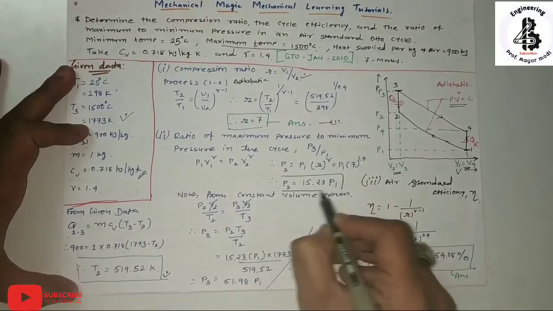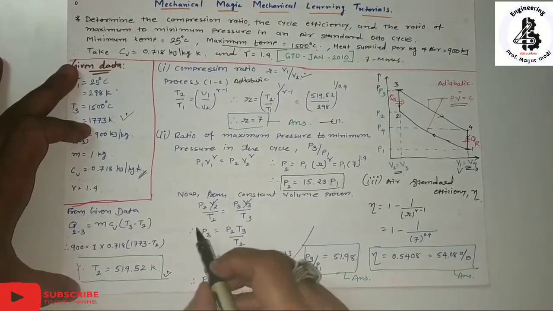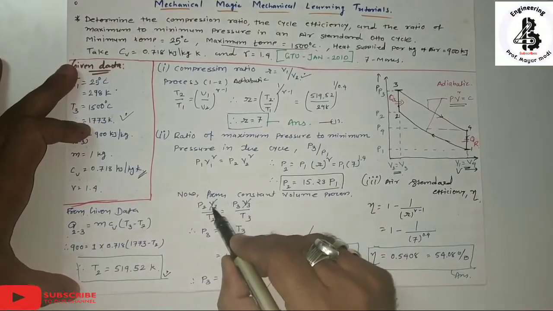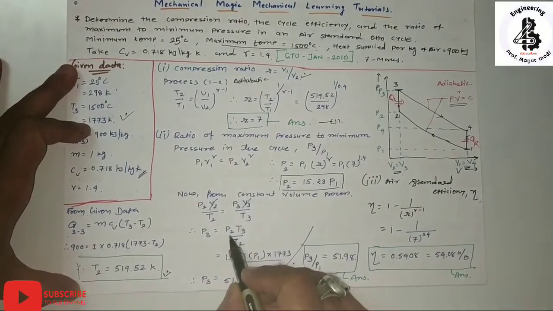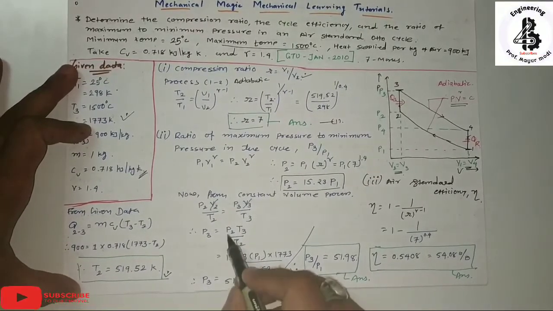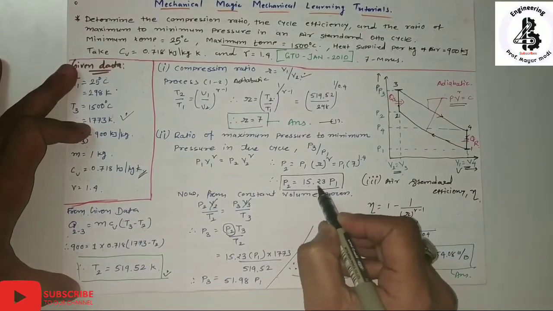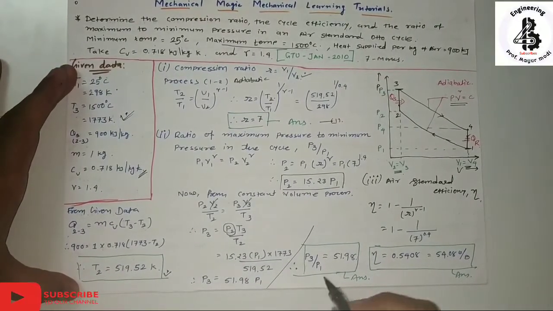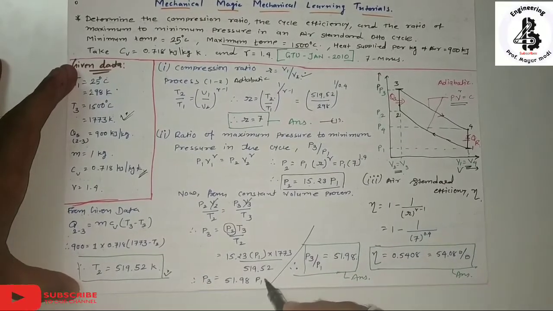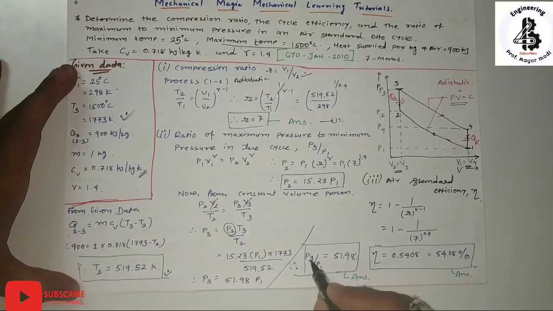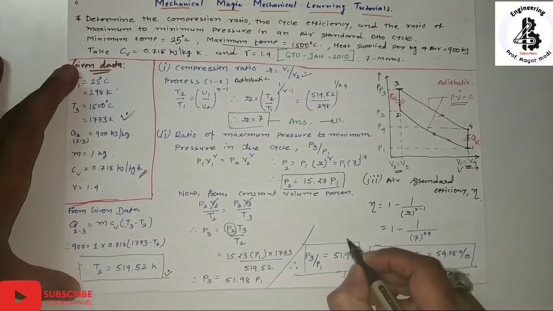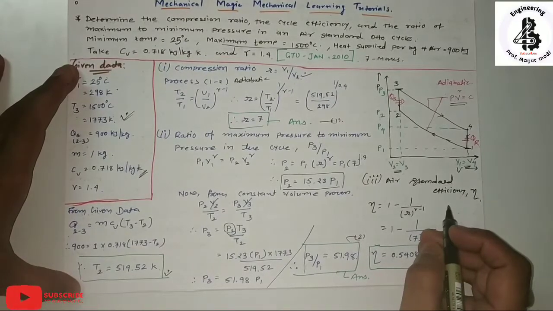So P2 is equal to 15.23 into P1. Now from the constant volume process, the 2 to 3 process, P2 V2 upon T2 equals P3 V3 upon T3. Since V2 equals V3, finally you get P3 equal to P2 T3 upon T2. Put the value of P2, so that is 15.23 P1 into T3 from the given data, and T1. Finally you get P3 equal to 51.98 P1. So P3 upon P1 is equal to 51.98. That is the second answer, the ratio of maximum to minimum pressure in the Otto cycle.